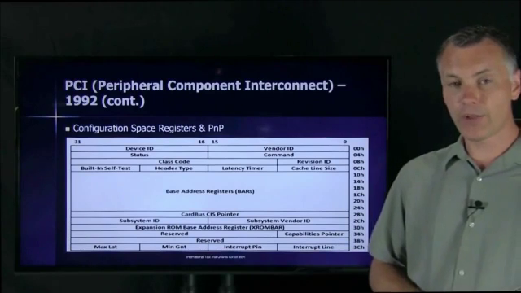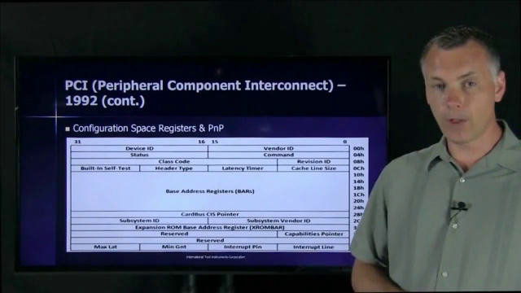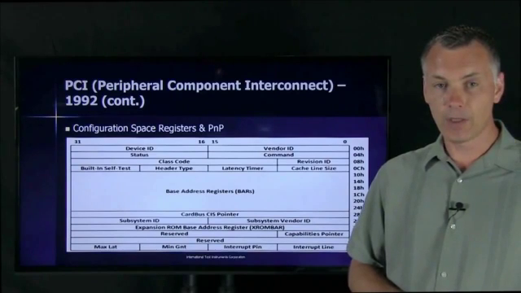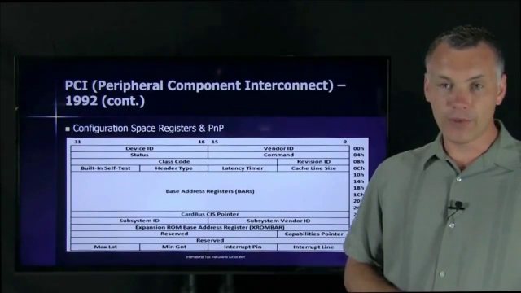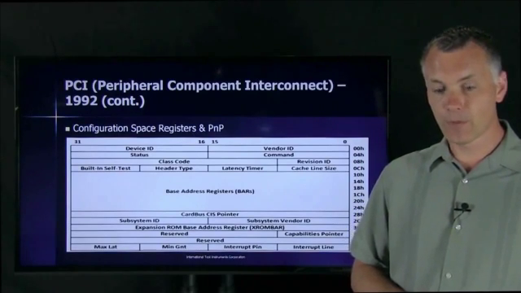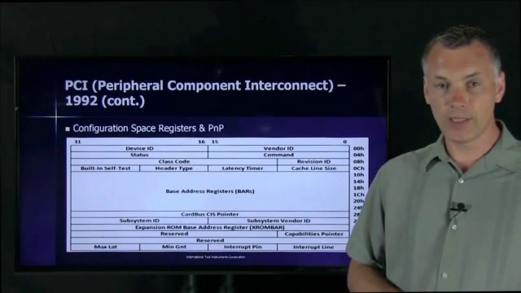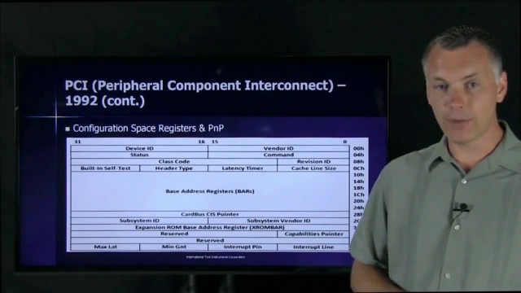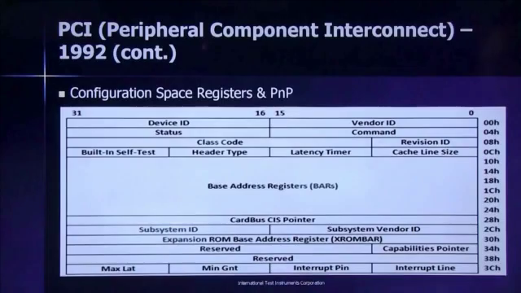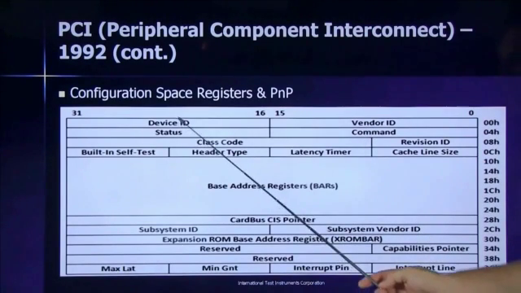The configuration space registers are used by the operating system to learn about the capabilities of the device and what resources the device needs to do its work. So I'm going to go through the various registers behind me and give you an overview of what they are used for. The most important registers are the vendor ID register, the device ID, and the base address registers, also called BARs.